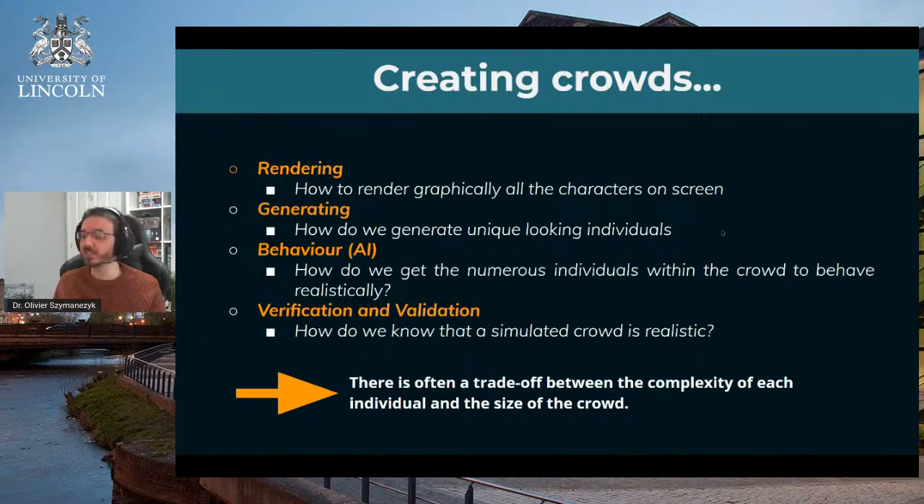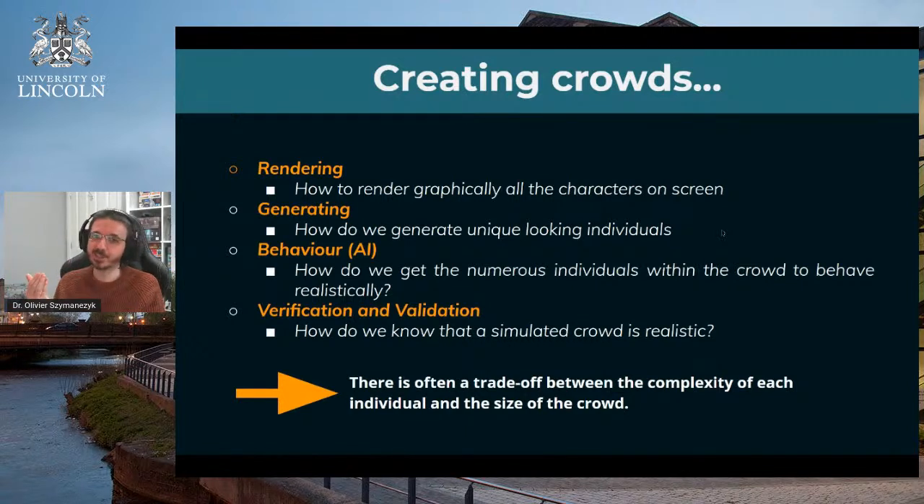Then there's verification and validation. After we found a way to render stuff on the screen, after we found ways to generate thousands of unique individuals, after we found a way for AI, how do we know that the crowd that we created is realistic? Is it good enough for us? Does it behave realistically to what it should do? Perhaps it looks realistic to us, but it may not look realistic if it was used in a different scenario, or realistic according to what crowds should do.